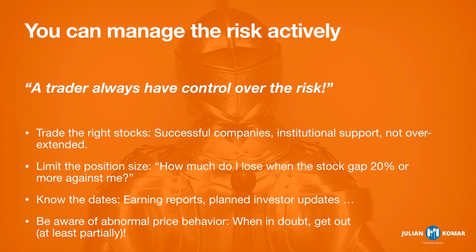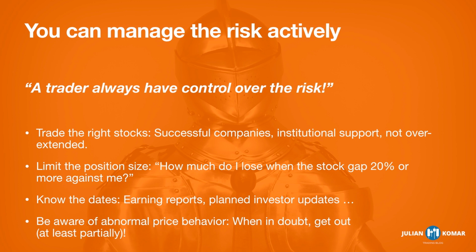When I have a 20% position in a stock and the stock gaps 20% against me, that means I'm losing 4% of my total trading capital. And when I have a 30% position, in that case, it would be 6%. Of course, that is recoverable. It takes some weeks or maybe some months to come back, but it's possible to come back from such a drawdown.